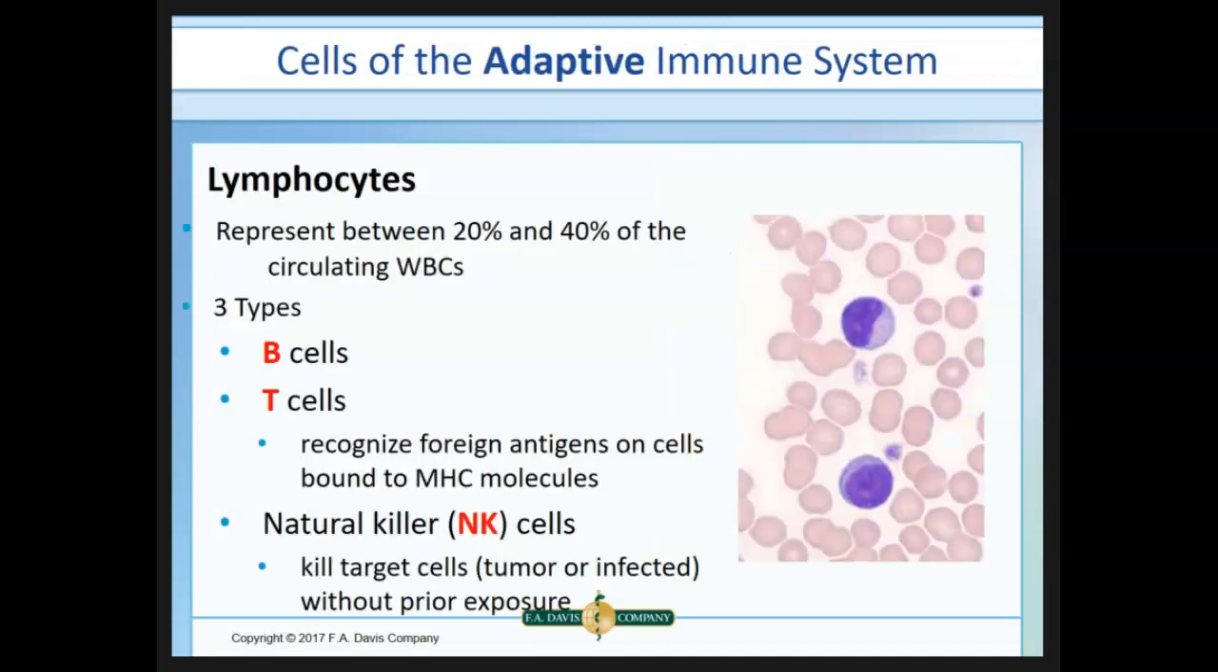Hint, hint. Okay, now we're going to talk about cells of the adaptive immune system. Remember, adaptive is memory and specific. The lymphocytes are the cells in the adaptive immune system. Lymphocytes normally represent between 20 and 40% of the circulating white blood cells, and there are three types: B cells, T cells, and natural killer cells. B cells, we're going to talk about them on the next slide. T cells recognize foreign antigens on cells bound to MHC molecules.